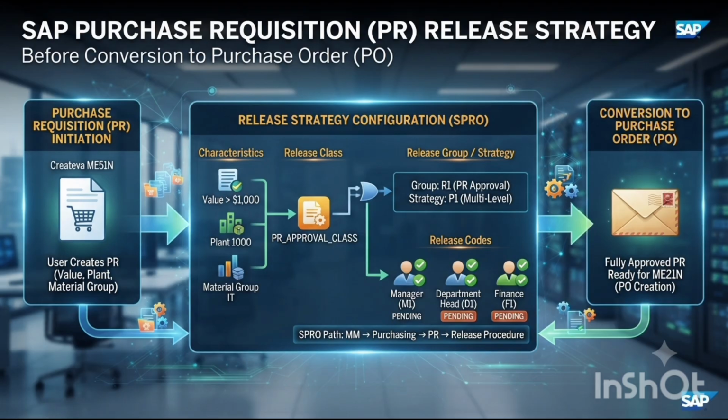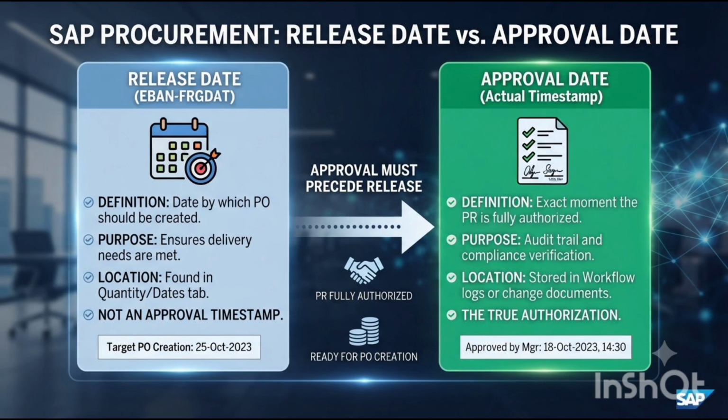So, one of the most common pitfalls in SAP procurement is confusing the release date with the actual approval timestamp. As highlighted on your screen, the release date found in field EBAN FRGDAT under the Quantity and Dates tab is a planning date. It indicates the target date by which the purchase order should ideally be created to meet operational delivery needs. It does not represent when the PR was actually approved by management.